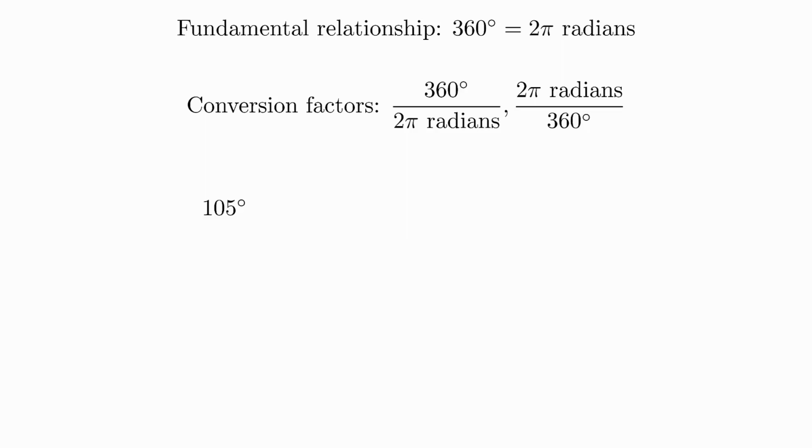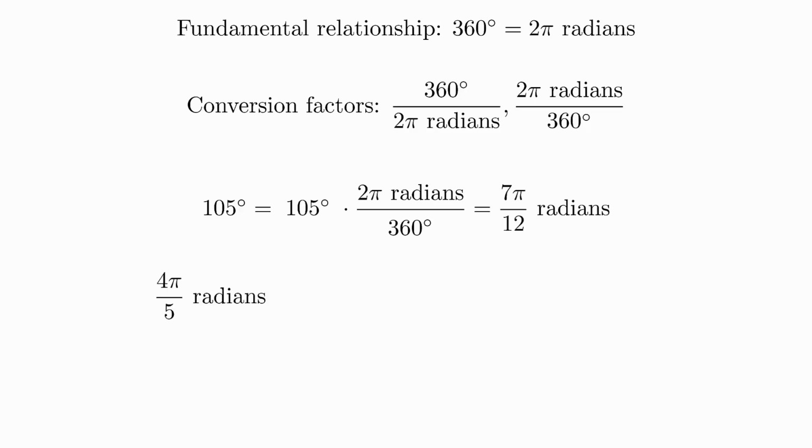For example, if we're converting 105 degrees to radians, we will pick the conversion factor with degrees in the denominator so that they will cancel out. Or if we're converting 4 pi over 5 radians to degrees, we will need to pick the conversion factor with radians in the denominator. A word of caution regarding conversion factors.